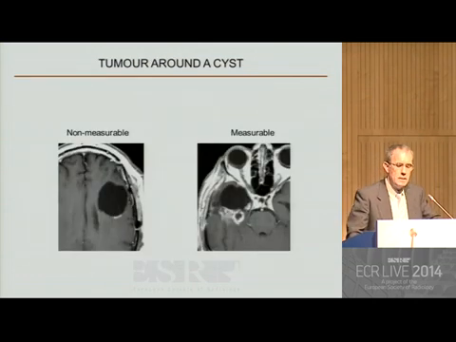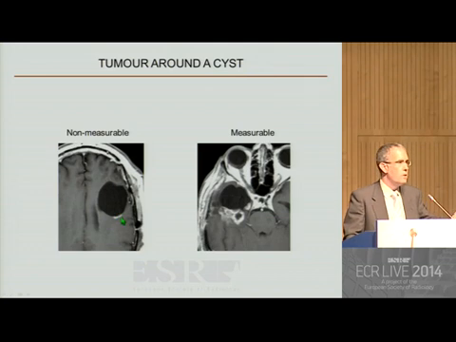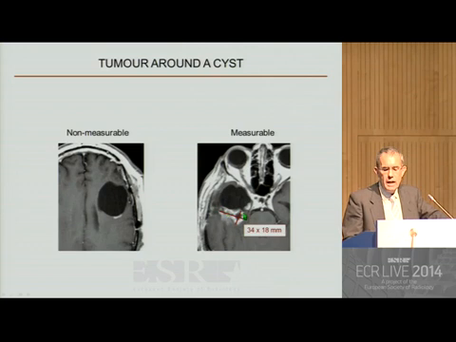Tumors around a cyst: if the tumor is not bidimensional, if there is not a diameter of more than 10 millimeters, it must be considered non-measurable. And if there are two diameters of more than 10 millimeters each, the lesion is measurable. But be aware, you just have to measure the enhancing lesion itself, not the cystic or post-surgical cavity, to evaluate response.